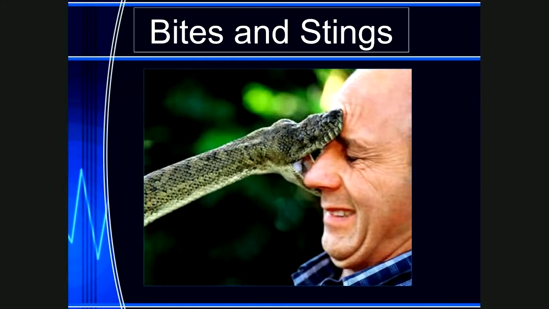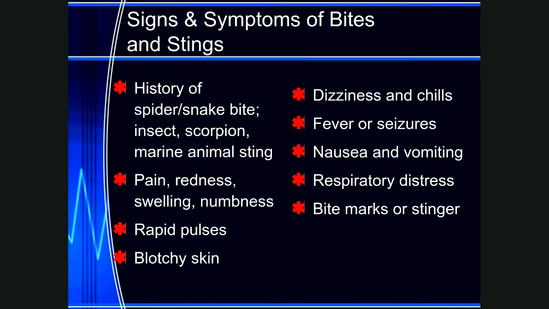Okay, bites and stings. Try to find out what kind of critter bit them. Was it a spider? Was it a snake? Was it a marine animal? With all these, there's most likely going to be some pain, some redness, some swelling in the area. Rapid pulses, blotchy skin. You see all the signs and symptoms that you may see here.